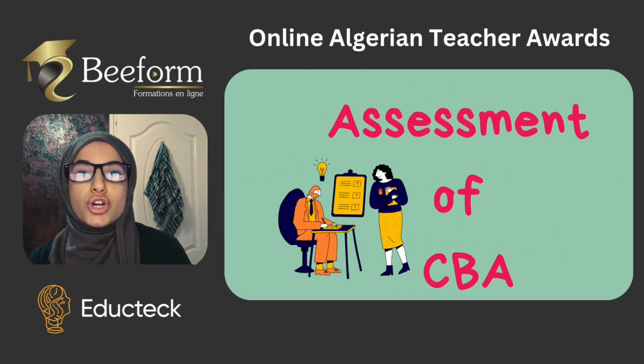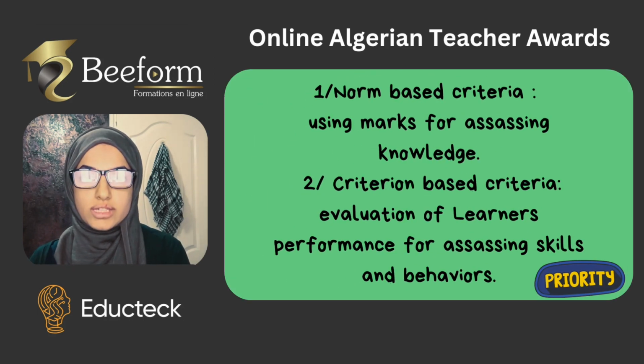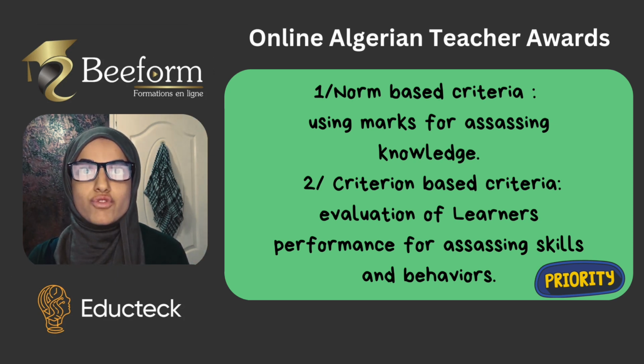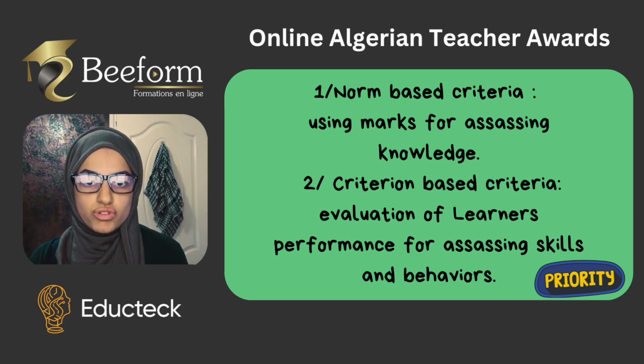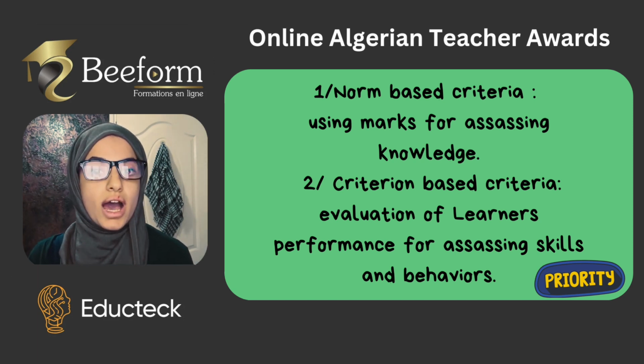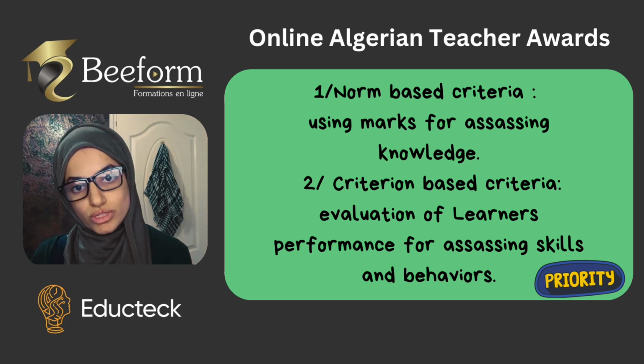Okay, let's go to a different point. Assessment of CBA, how teachers assess inside their classroom. We have two types of assessment here. We have norm-based criteria, and we also have criterion-based criteria. So let's go with the first one. We have norm-based criteria. Here, using marks for assessing knowledge. So usually this is very well known by teachers, how they feel marks are the best way to reflect this knowledge. You give them a test and give them marks in accordance with the performance of learners.